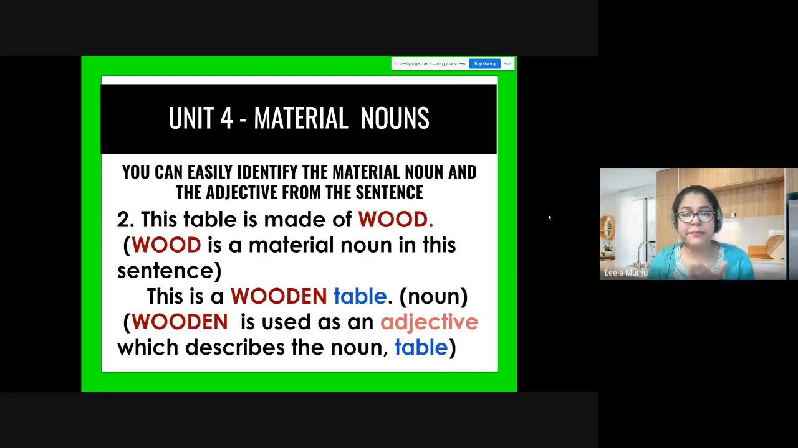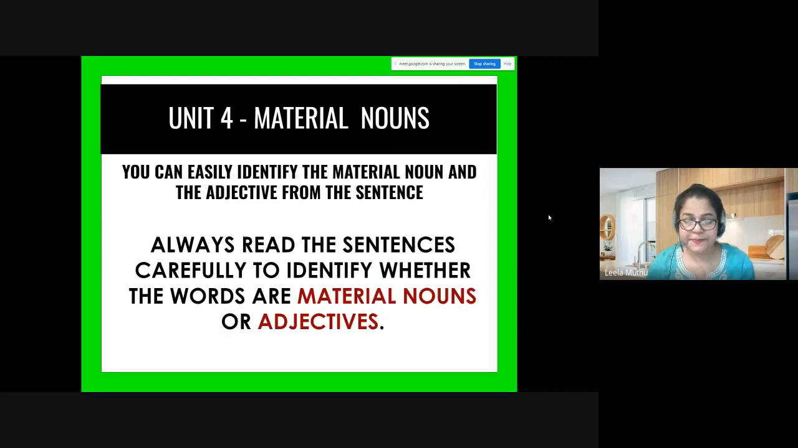This table is made of wood. Wood is a material noun. This is a wooden table. It is used as an adjective in this sentence. So always read the sentences carefully, children, to identify whether the nouns are material nouns or adjectives. In every grammar question that you get, read it carefully, because I like to put a few tricky questions in between to check if you have really understood the lesson. Okay, so please be very, very careful.